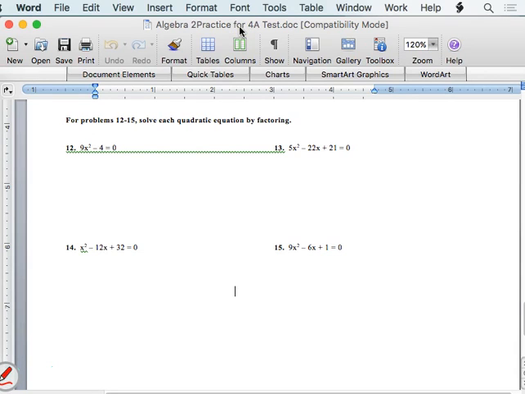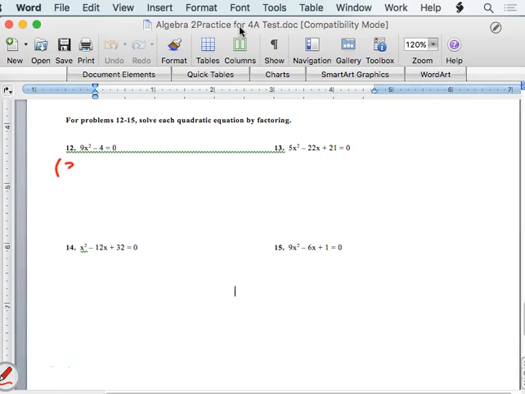But now, new directions. Solve each quadratic equation by factoring. That means we have to keep going and we have to find the zeros. So number 12 says 9x squared minus 4 equals 0. And I think, can I pull the 9 out? And he can't.